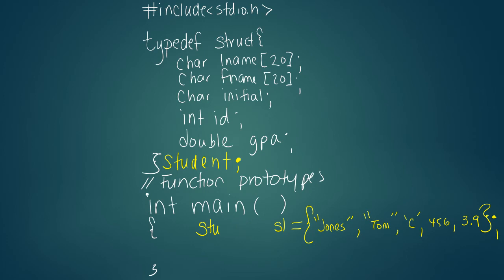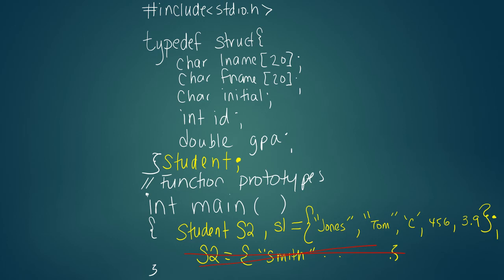Now, one thing you cannot do is later assign S1 equals... well, let's make another student. So let's have two students here. I have student S2 that I'm declaring, and S1. So S1 I'm initializing, S2 I'm just declaring. It is not okay to later say S2 equals Smith, etc. You cannot do that.